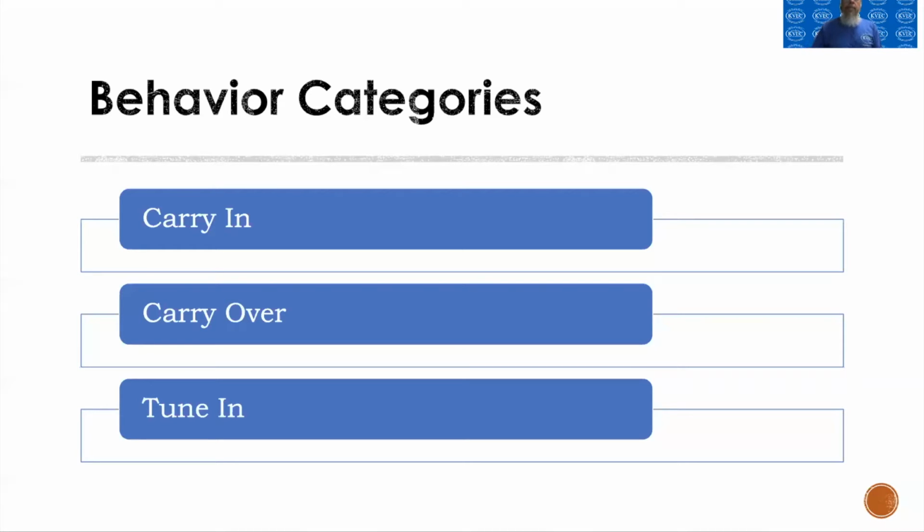So, for the behavior categories: carry-in behaviors, remember, students carry into the setting with them. Carryover behaviors are those within your control that are carried over from setting to setting within the school environment. And tune-in behaviors are those things that remind students of past experiences, and they react in a way that may not be appropriate for the setting.